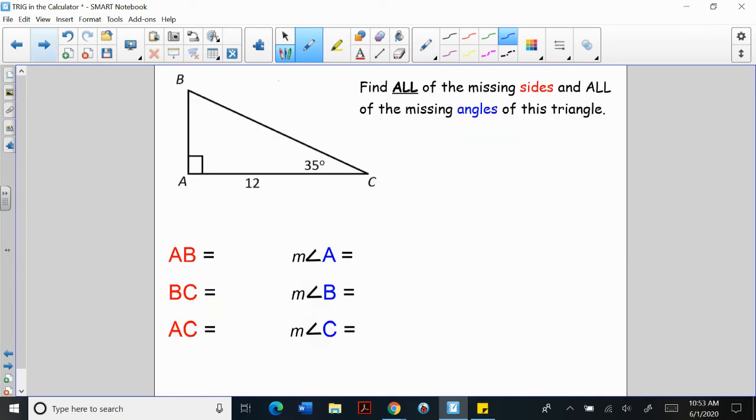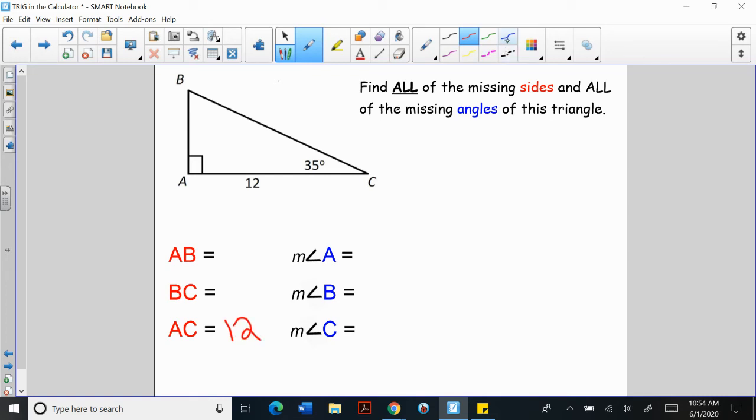All right, so now, what if they want you to find every single missing side and every single missing angle of this triangle? Oh my goodness, that sounds like a lot of work. Well, the first thing I want to do is pick out the really easy stuff. So if I look at the side lengths, they've already got one labeled for me. That's going to be AC, which is 12. So I can go ahead and mark that down as 12.